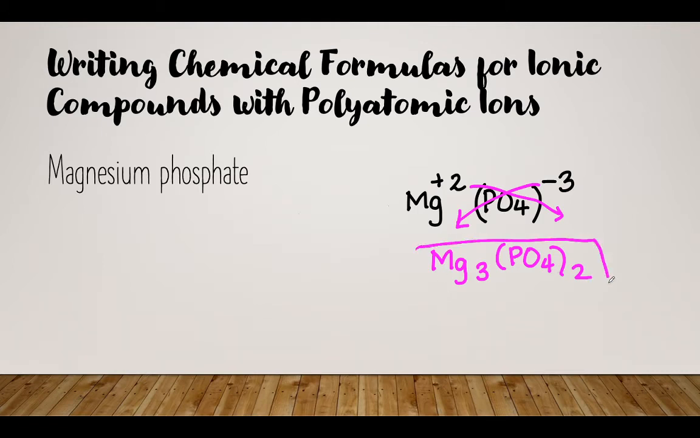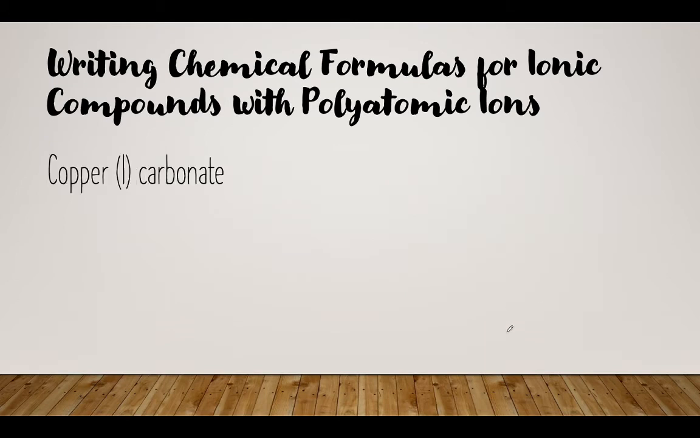I just want to draw your attention to the fact that these two numbers are different. Phosphate in itself is PO4. So this 4 should not be treated like the numbers that have been crisscrossed. The PO4 is part of the identity of what phosphate is. So just make sure that you don't get confused with all of the numbers here. But this is the chemical formula for magnesium phosphate.